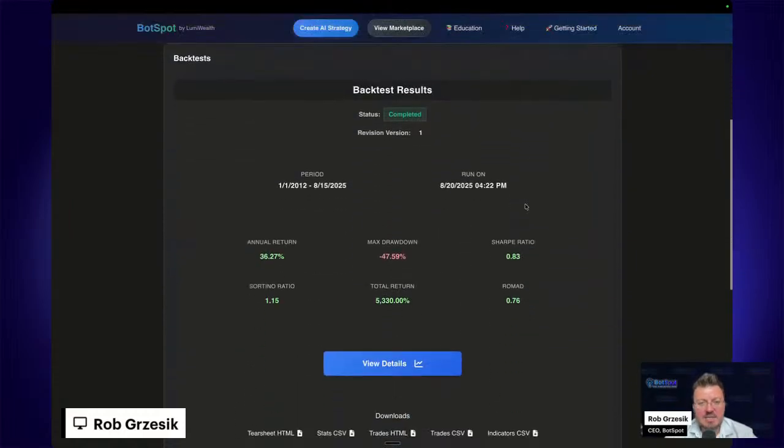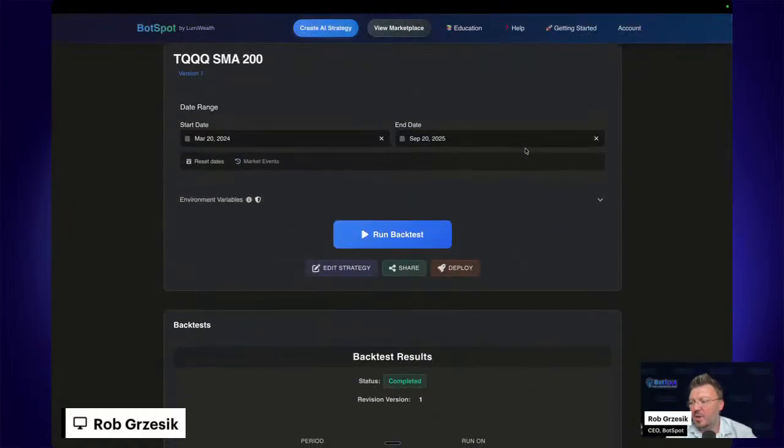Okay, so what do you guys think? I think trading this TQQQ bot, I feel like that's a pretty good idea.